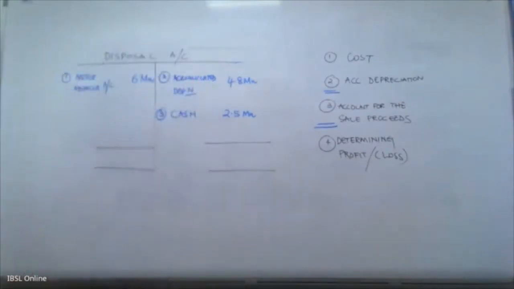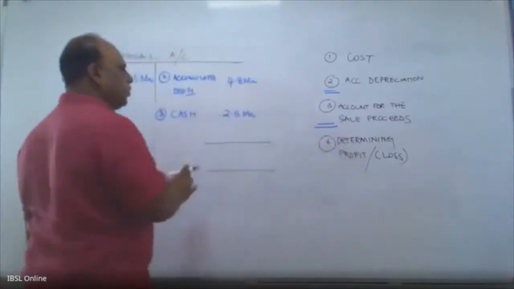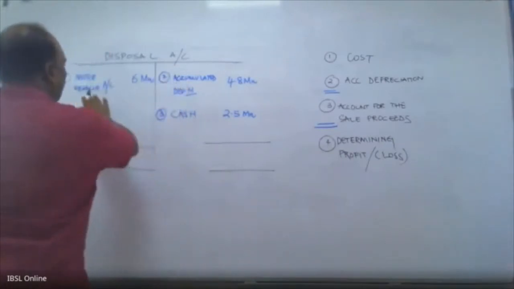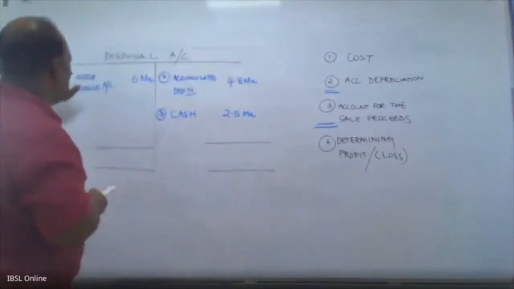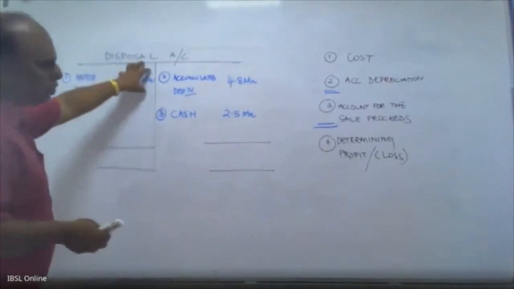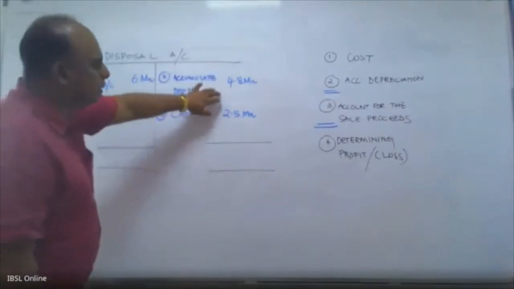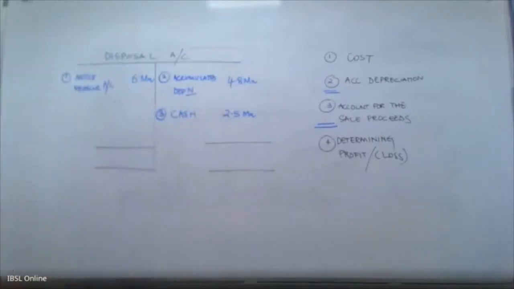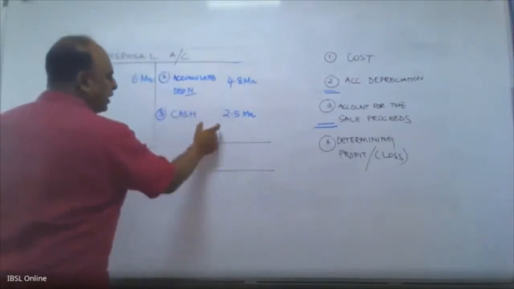Balancing the account. In order to determine the profit or loss from this disposal, we need to balance the 2 accounts after doing the 3 steps. 1, 2, 3. What is 1, 2, 3? 1 is removing the cost from the books, because hereafter I will not have that asset, so I can't have the cost also. So I will remove it from the books. Hereafter I can't have the accumulated depreciation also, so I will remove that also, 4.8. Then I will bring in, instead of that what I got, the cash proceeds, debit cash, credit here 2.5 million.